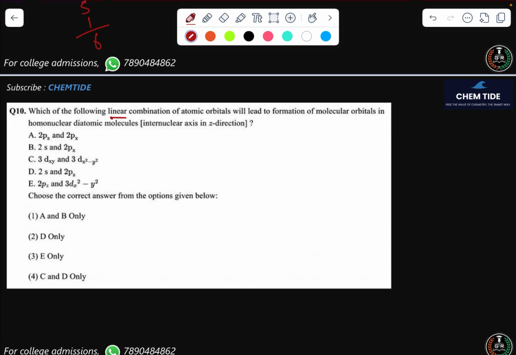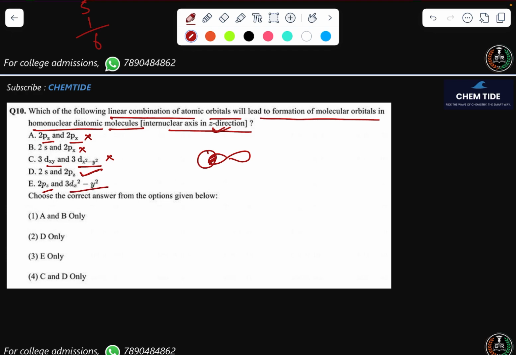Which of the following linear combinations of atomic orbitals will lead to the formation of a molecular orbital in a homonuclear diatomic molecule? The internuclear axis is Z. So Z and X, different direction, no. S and PX, no, because Z is the main axis. X and Y, no, different axes. S and PZ can be possible, because S doesn't have any direction and PZ can combine and form the sigma. PZ and X both have different axes. Your answer should be D, so D only.